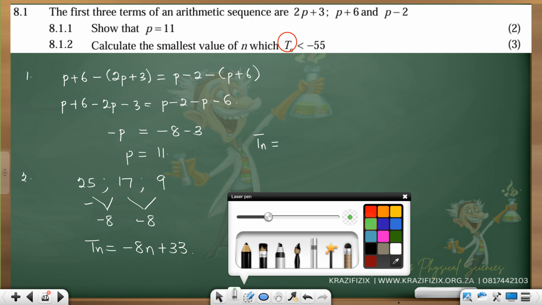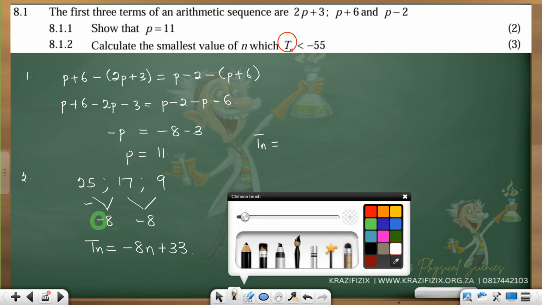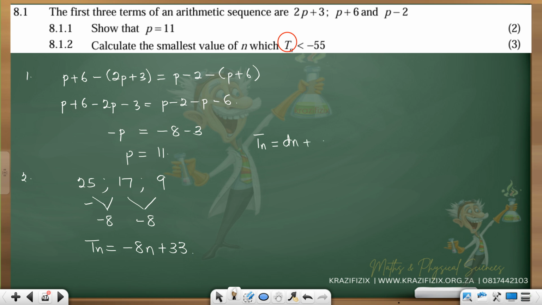Because do you notice that it is minus 8? Do you remember we said dn plus a minus d? What is my d? Negative 8n plus, what is a? 25. Minus, now what is our d? Negative 8. Are we together? Found your error?